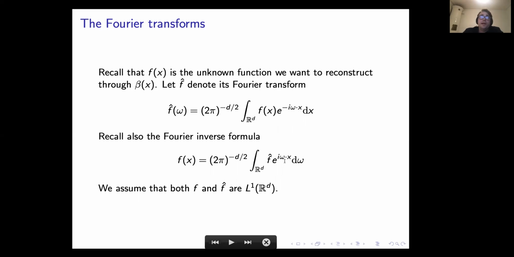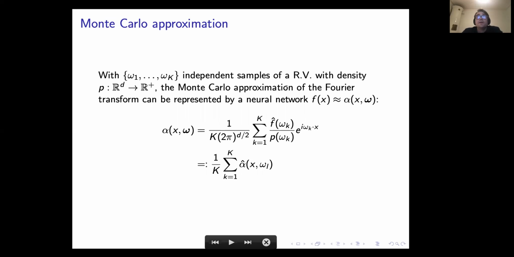Okay, so really here we have an expression of f, and if we think of omega here as a random variable, then we can come up with at least one candidate for beta. Looking at the Monte Carlo approximation of the Fourier transform, you can actually represent that using one of these shallow networks that we're looking at here.